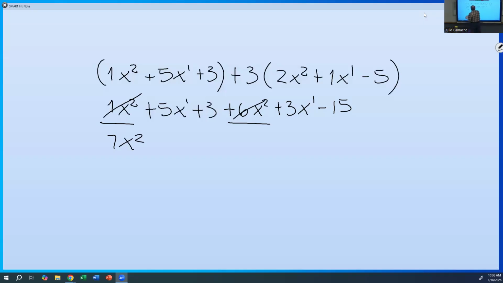Then you have plus 5x to the 1 power and plus 3x to the 1 power. 5 plus 3 is 8, so you have 8x to the 1 power. You're done with these two guys.